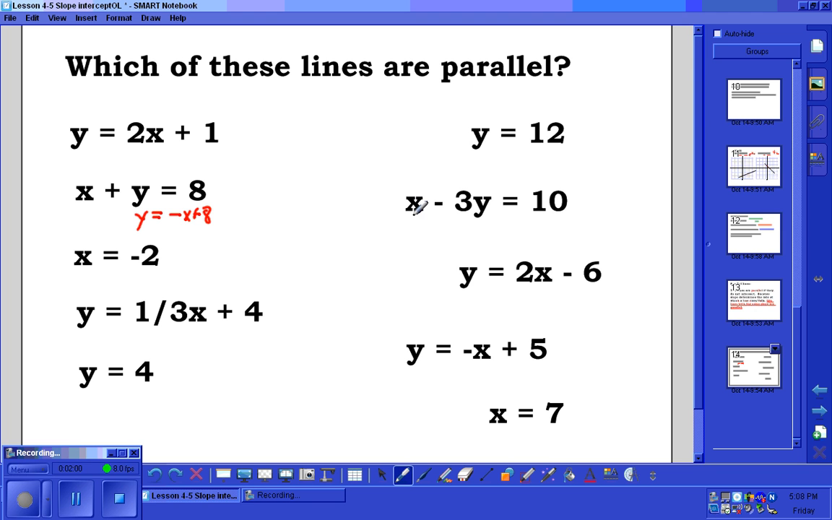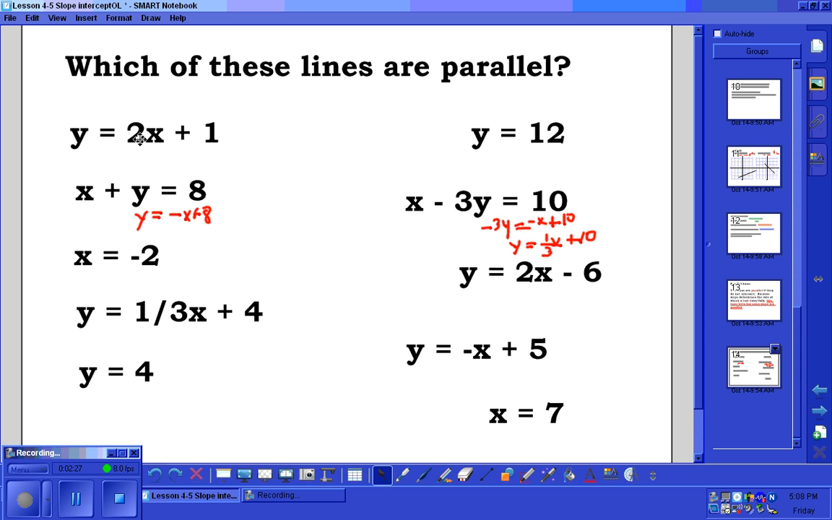Let's see, where else do we have one like that? Over here, y is not by itself. You would have to subtract x from both sides. Pardon the handwriting here, writing with a mouse. And you'd have to go ahead and divide everything by -3. So the -1 divided by a -3 would be a +1/3. Now that we've got all that, let's see which ones we can match up.